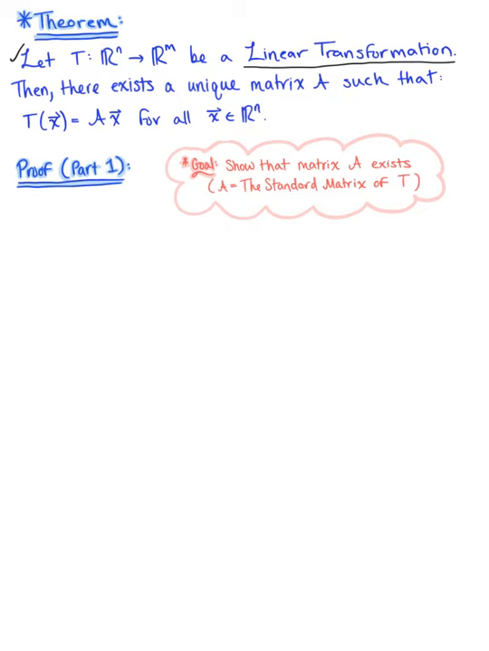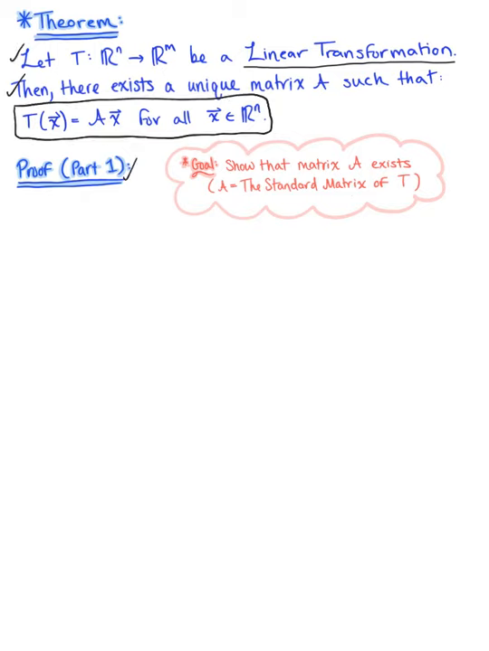If T from Rn to Rm is a linear transformation, then there exists a unique matrix A such that the image of vector x under the action of T is equal to matrix A times vector x for all vector x in Rn. We need to prove this, and there are two things to prove. We need to prove that this matrix, the standard matrix of T, exists, and then we also need to prove that this matrix is unique. So we have a two-part proof here.